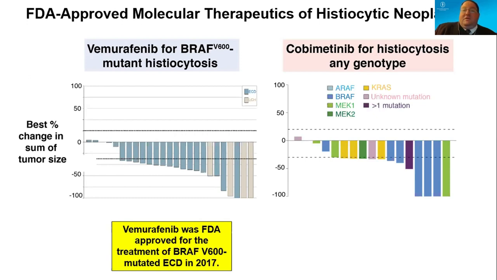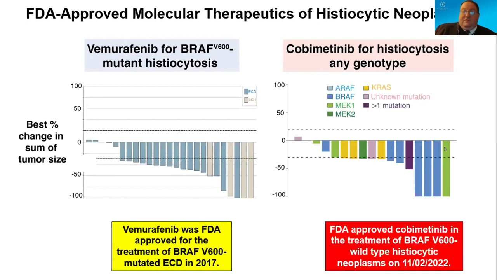Then we started studying cobimetinib for histiocytoses, led by Eli Diamond and a group, and we did the bench work in Omar Abdel-Wahab's lab, looking at cobimetinib across histiocytosis genotypes. We saw great efficacy of the allosteric MEK inhibitor cobimetinib. This was just approved by the FDA last year, on November 2nd of 2022, for BRAF-V600 wild-type histiocytic neoplasms. So now we have two FDA-approved therapies for the histiocytic disorders.